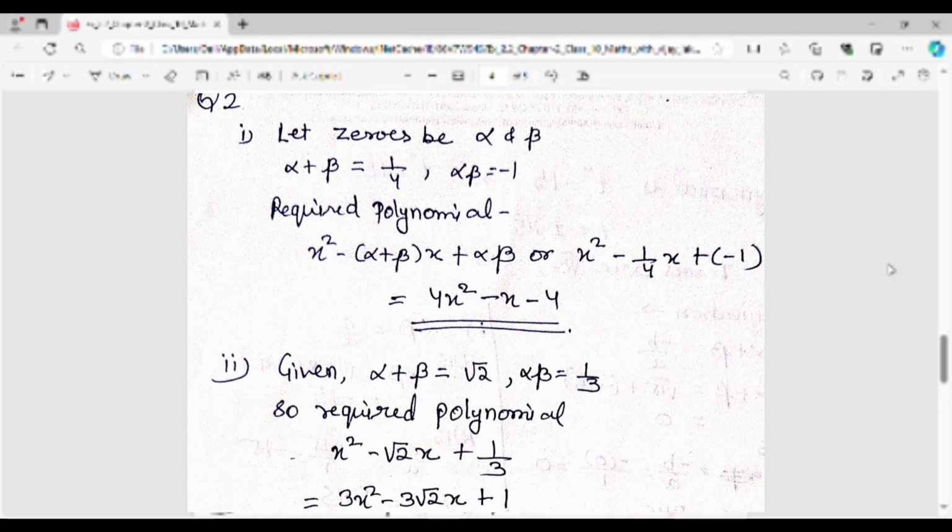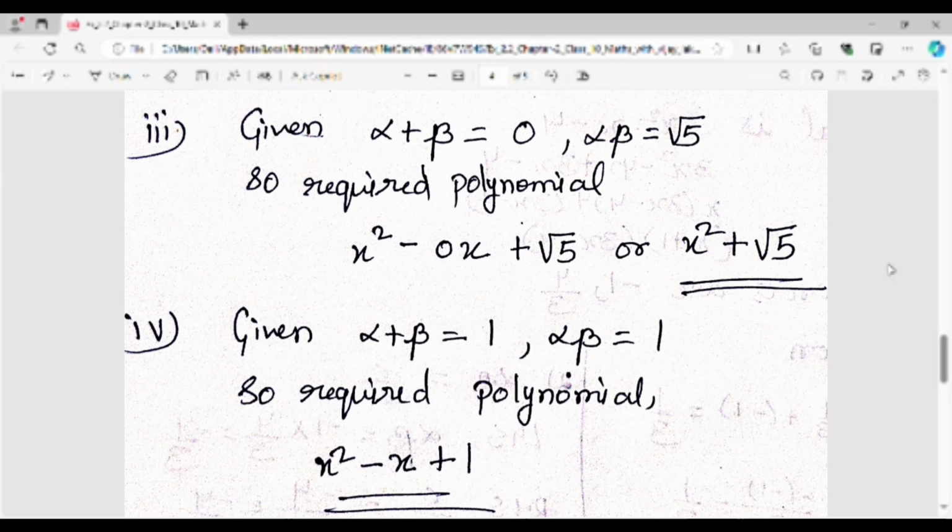So for the very first part, alpha plus beta is 1 by 4 and the product alpha into beta is minus 1. We will replace these both numbers in place of alpha plus beta and alpha into beta. So after taking the LCM, we will get 4x square minus x minus 4 as the required equation. In second part, the sum is given as root 2 and product is given as 1 by 3. So after replacing, we will get 3x square minus 3 root 2x plus 1.